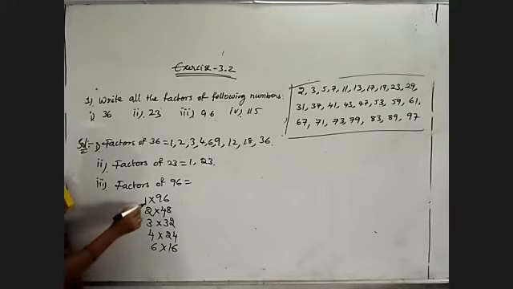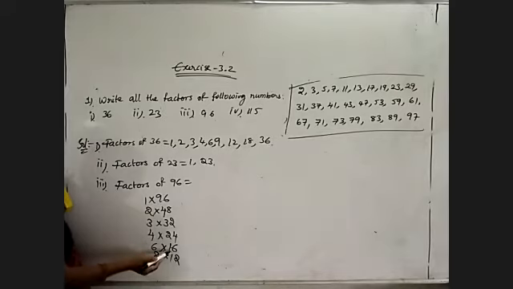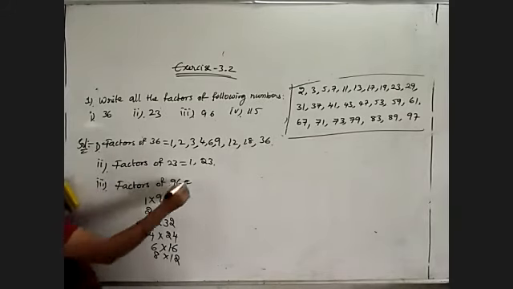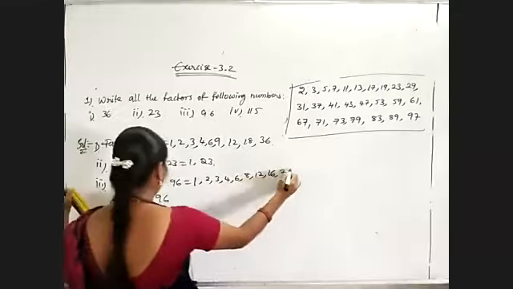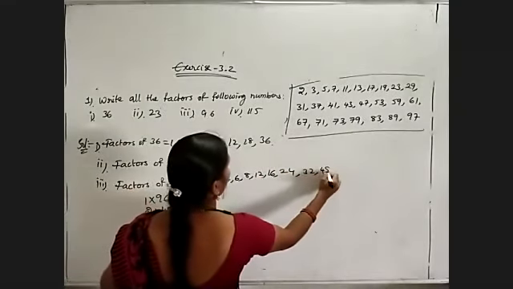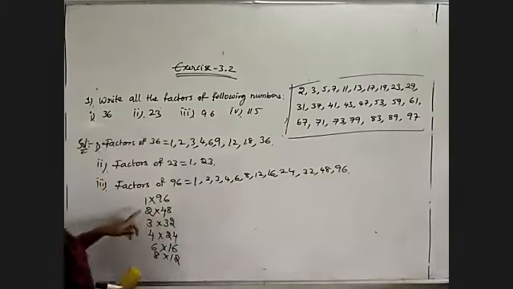Next 7: the 7 table will not cancel. 8: 8 ones are 8, 8 twelves are 96. The 9 table will not cancel, the 10 table also not. 11, no. So 12 already came. After that 16, 24, 32, like this. So that is 1, 2, 3, 4, 6, 8, 12, 16, 24, 32, 48, 96. This is the simple way of writing the factors of the given number.